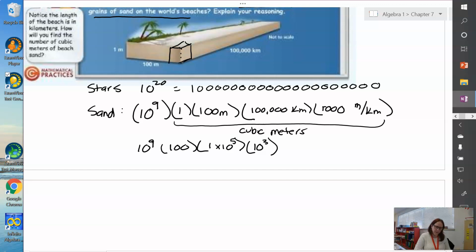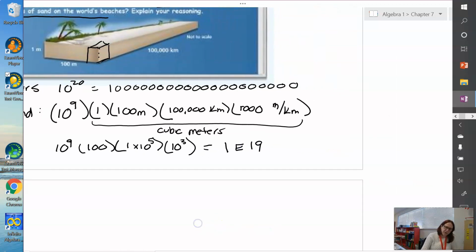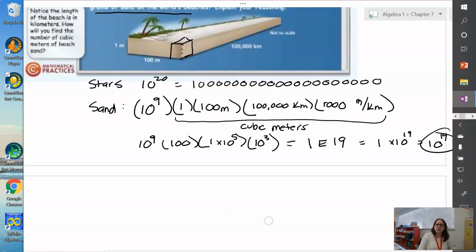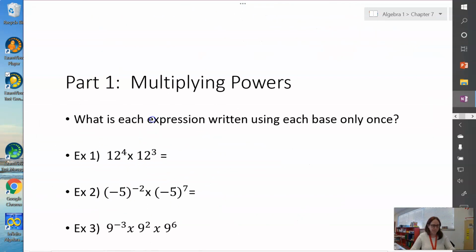times 100 times 10 to the 5 times 10 to the 3. And my calculator said 1e to the 19. In calculator language, that means 1 times 10 to the 19. In math, I don't have to write a 1 times, so I can just say 10 to the 19. So my sand is 10 to the 19, but stars is 10 to the 20. So it looks like we're going to have a lot more stars.